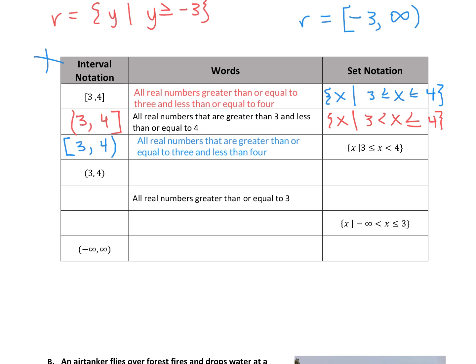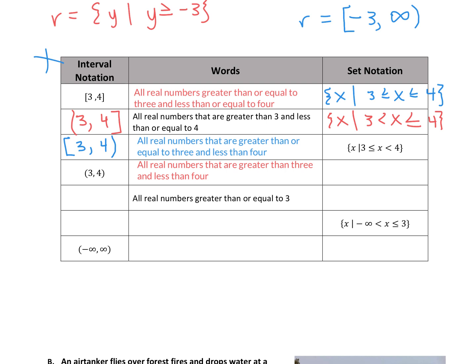Okay, so our next one, our interval notation, 3 is the minimum, 4 is the maximum, but we do not equal either one. So in words, that means all real numbers that are greater than 3, because it's not including the 3, and less than 4, because it does not include the 4.